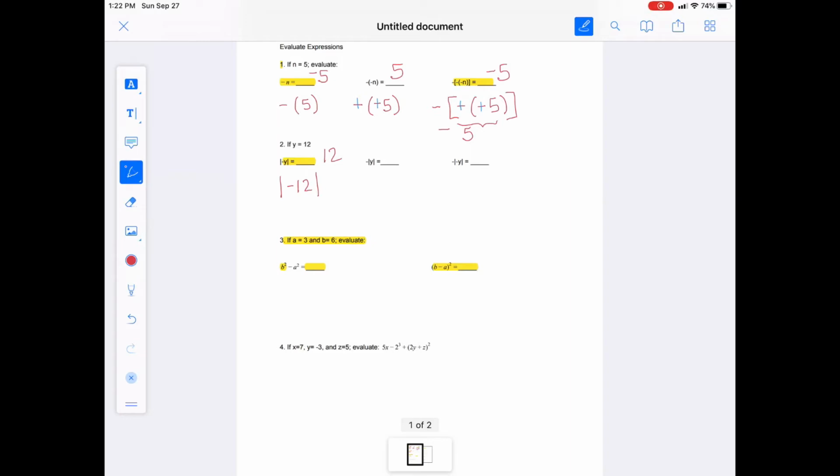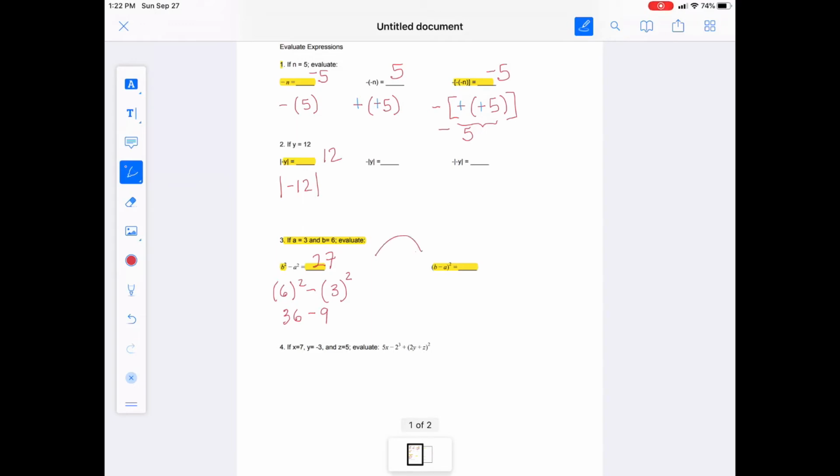Now in 3, we've got some multivariable action going on, and we want to clean up or evaluate b squared minus a squared, and we're given the values of a and b. So here is where, just to be mindful, I would use the parentheses. I've got 6 squared minus 3 squared. So PEMDAS, I'm going to do 36, and then I've got another power. So that's an exponent of 2, so that's 9. And then I take that difference of 36 minus 9, which leaves us with 27.